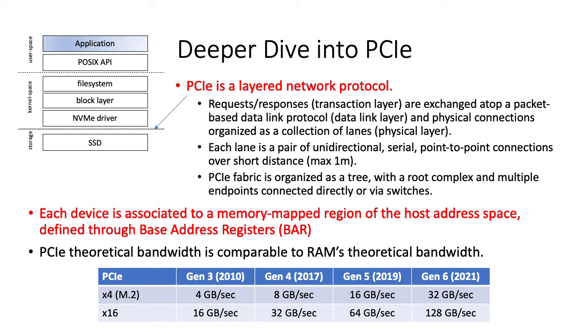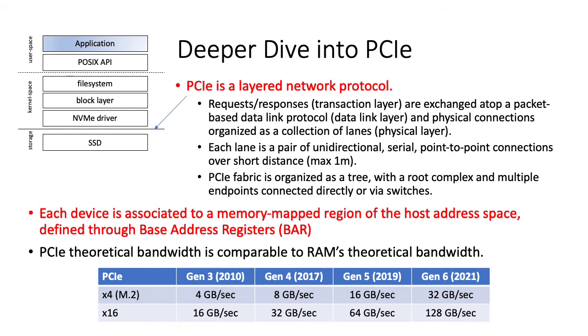Each device is associated to a memory mapped region of the host address space. This memory mapped region is defined through a base address register, BAR. And the theoretical bandwidth of PCIe is comparable to RAM's theoretical bandwidth. It's doubling with every generation. So in terms of standard, we're now at generation 6. In terms of products available, we are at generation 4 to 5.